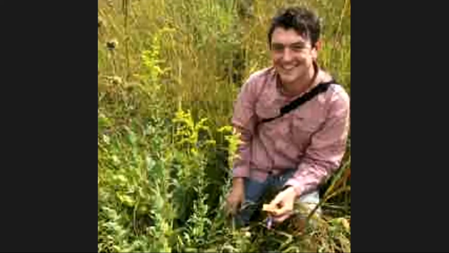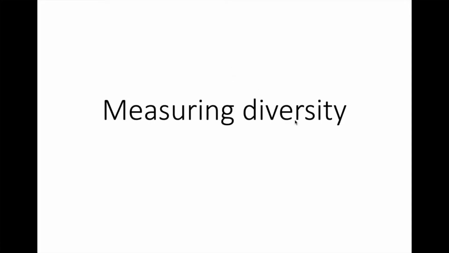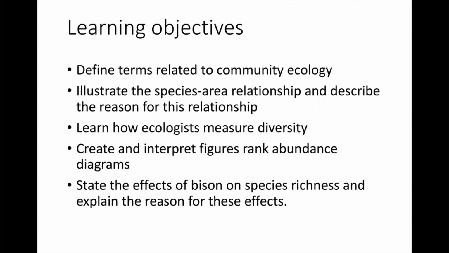So now I'm going to try to see if I can switch slides here. So measuring diversity. That's what today's all about. We're going to define some terms, which you all have already done in your prep homework, which I'll collect at the end. We're going to talk about the species-area relationship and the effect of sampling on the ability to estimate species diversity. We're going to talk about some of the different ways that ecologists measure diversity or try to estimate diversity and how they compare it.